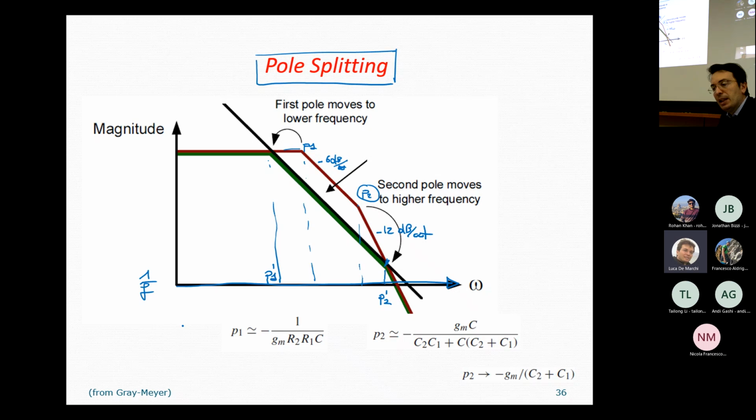Okay, so the perfect balancing is achieved when we fulfill this relationship. So this is a strict constraint for the selection of the shape factor of our transistors.